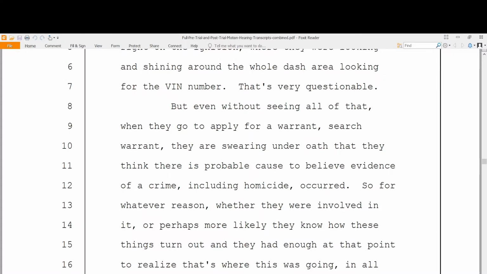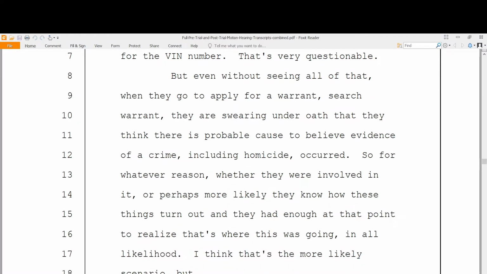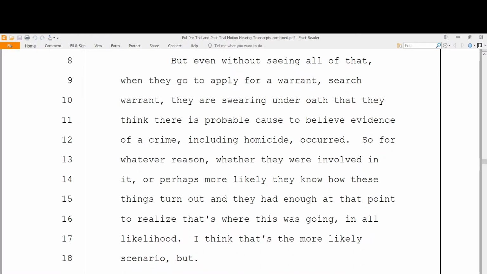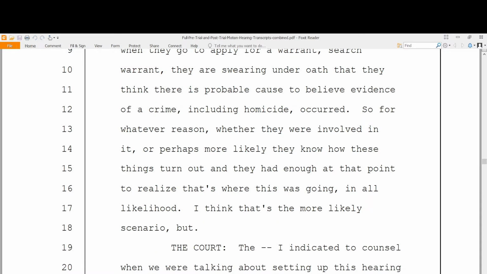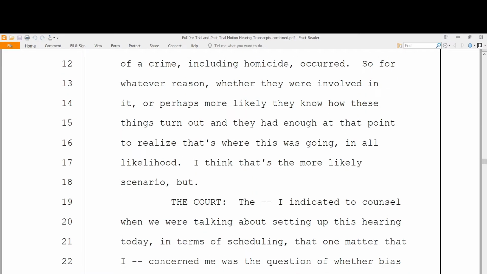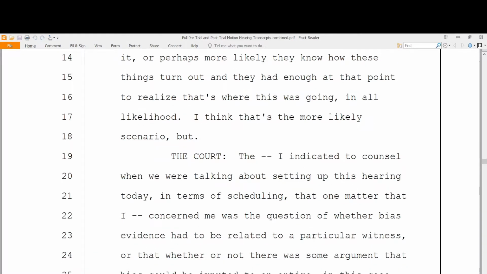But even without seeing all of that, when they go to apply for a search warrant, they are swearing under oath that they think there is probable cause to believe evidence of a crime, including homicide, occurred. So for whatever reason, whether they were involved in it, or perhaps more likely, they know how these things turn out, they had enough at that point to realize that's where this was going in all likelihood. I think that's more likely the scenario.